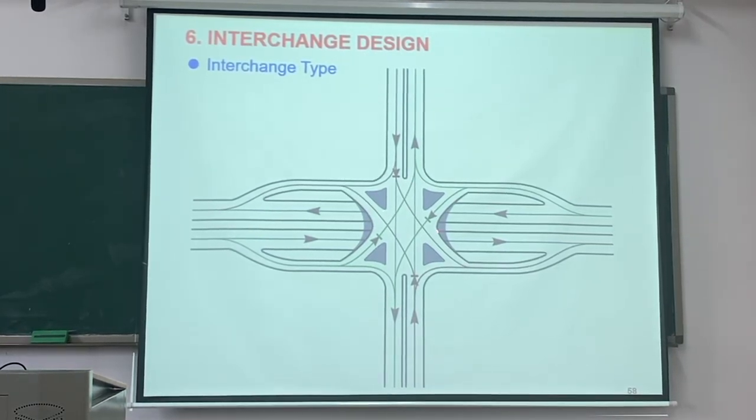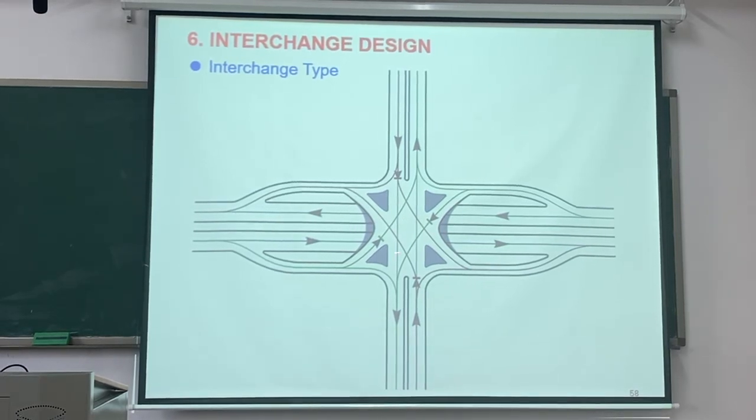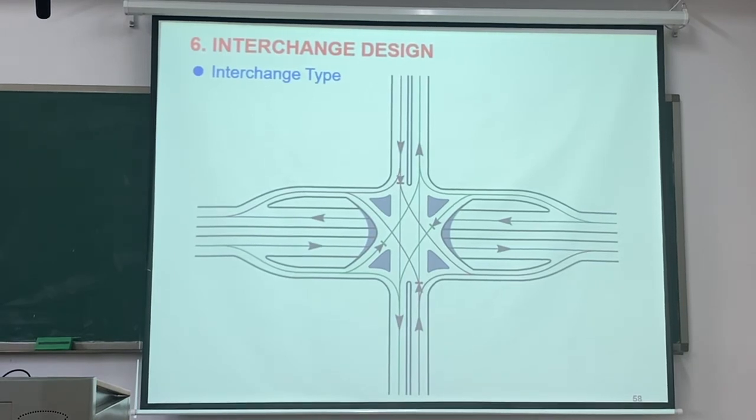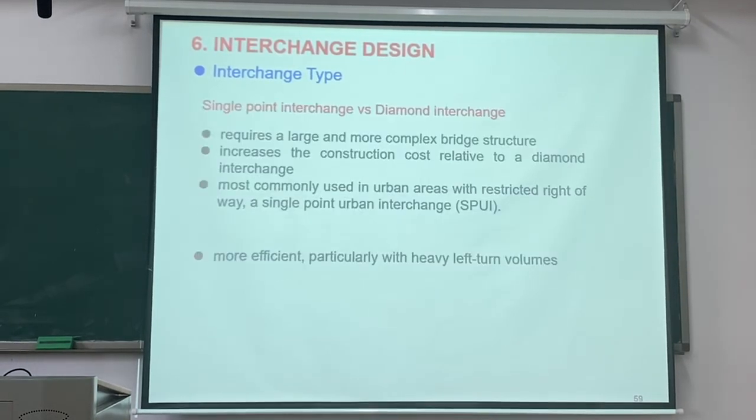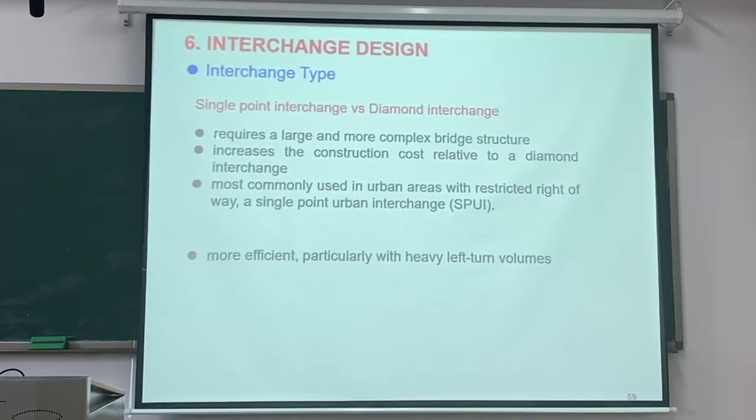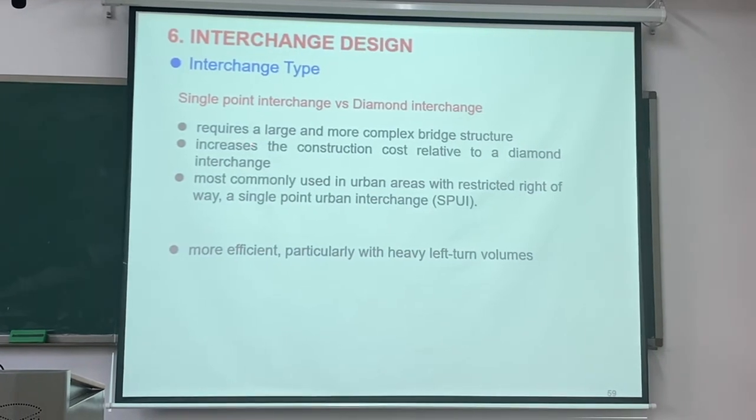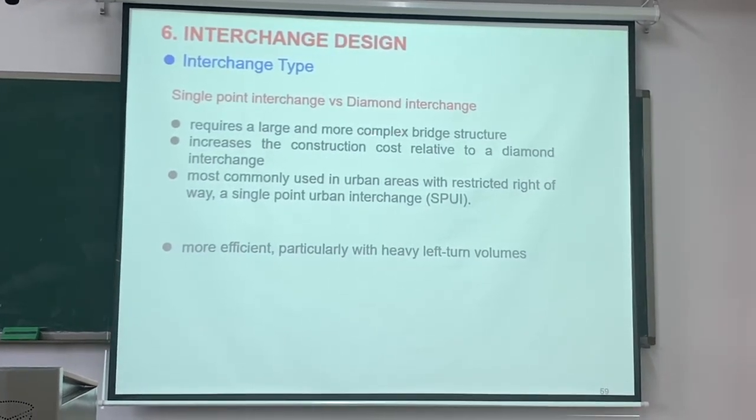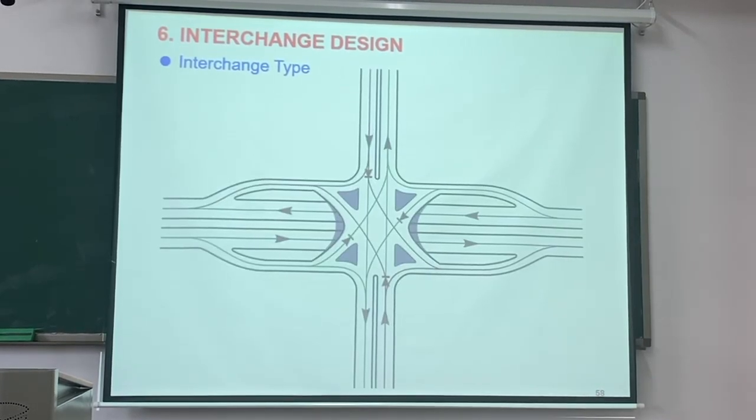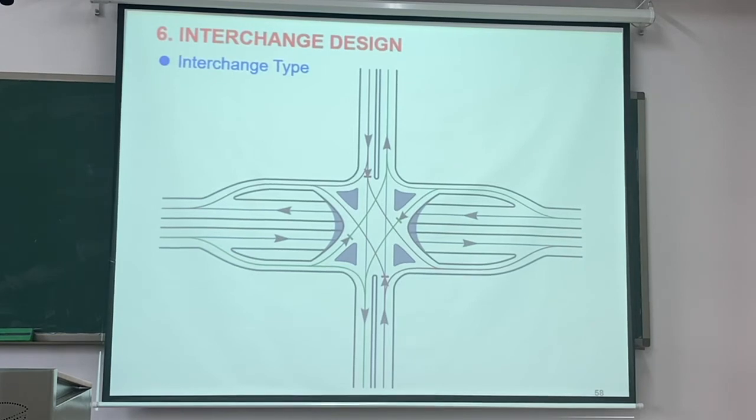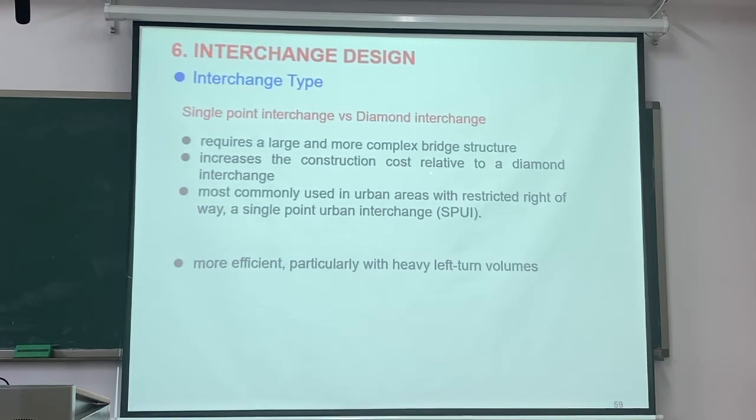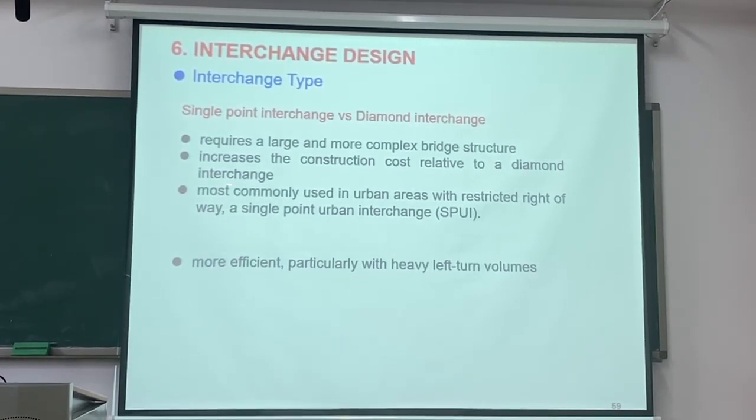So there are many conflict points in this area. Single point interchange versus diamond interchange. A single point interchange requires a larger and more complex bridge structure, just like this bridge. This increases the construction costs compared to the diamond interchange.